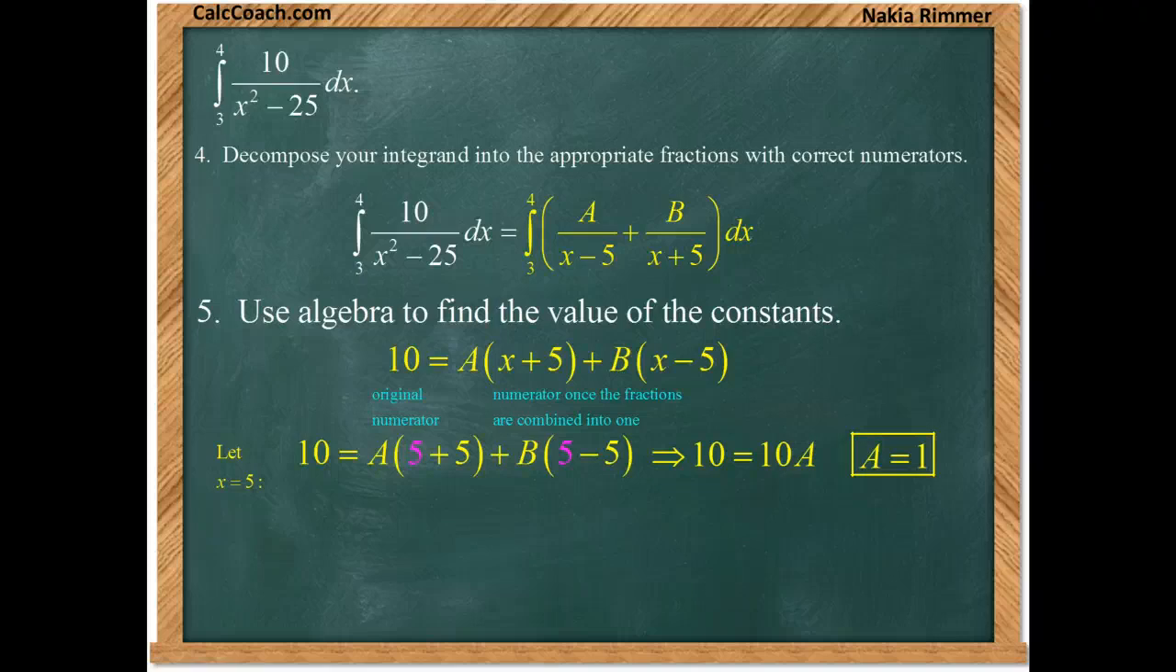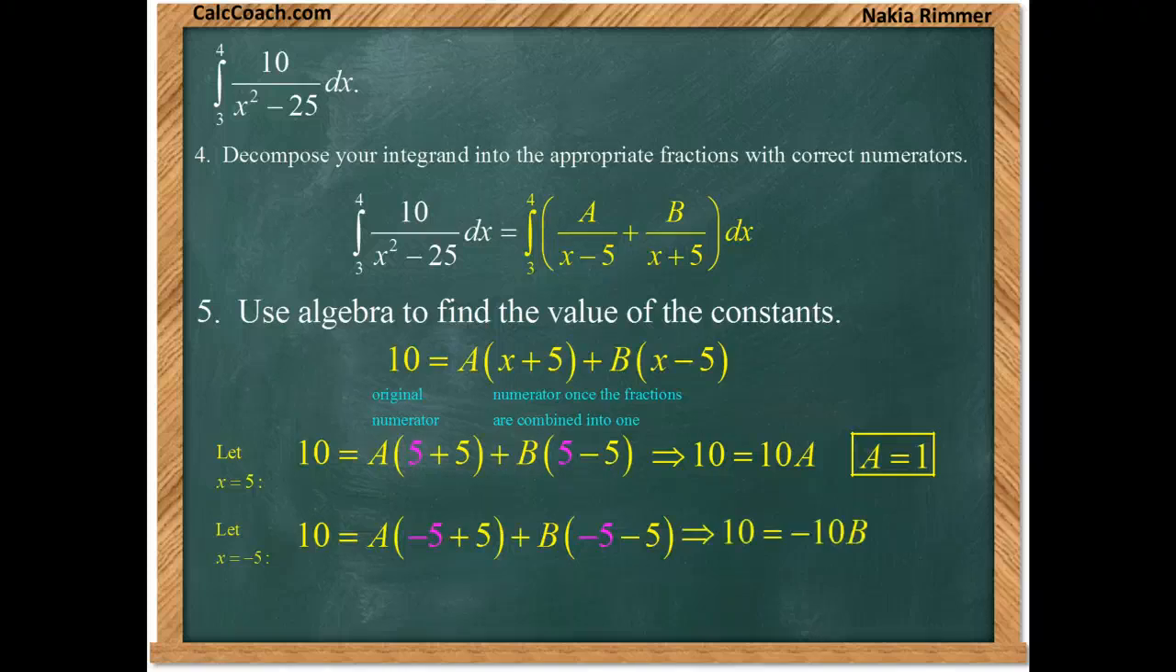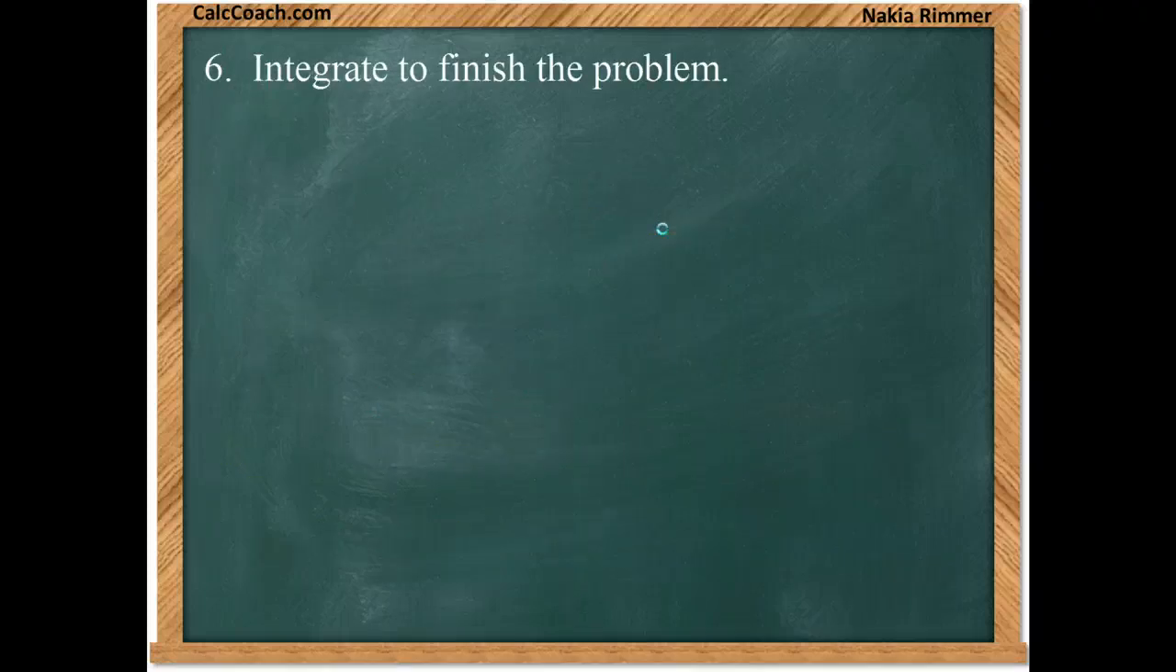So the next smart choice for x would be x equals negative 5. Plugging that in, you'll kill the a term because it'll be 0 for its coefficient. And you'll have 10 is negative 10b. So you'll have that b is negative 1. And you have your constants. Now the next step is to put it all together and then integrate.